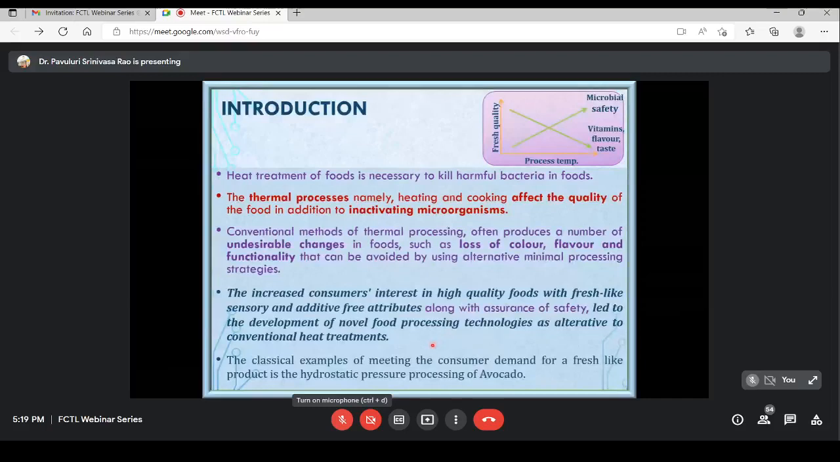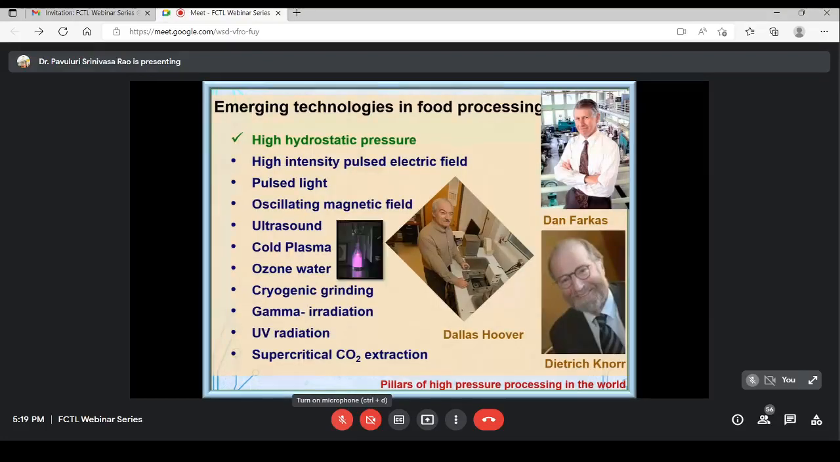The classical example of meeting the consumer need for today's fresh-like products is high pressure processing of avocado. This is one of the very potential products which is being produced in the US particularly, and it is sold the world over. When you talk of emerging technologies in food processing, there is a long list of them, and many of you are aware, particularly students who attended my course, I might have discussed all these things earlier.